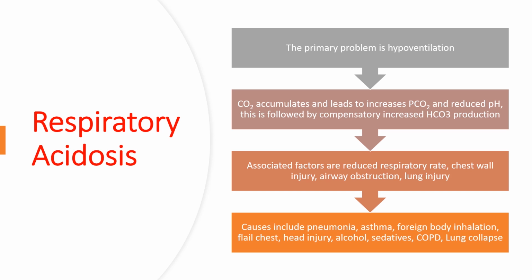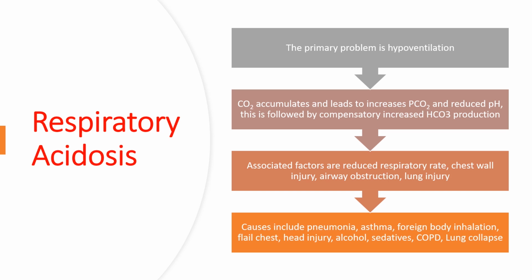The body compensates for this situation by increasing bicarbonate production, especially from either the major or minor regulators of acid-base balance. In acute respiratory failure, the compensation is usually by the red blood cell, while in chronic respiratory failure, the compensation is usually from the renal mechanisms.